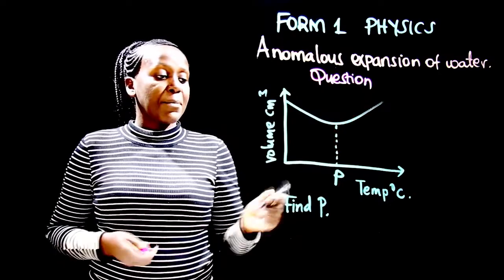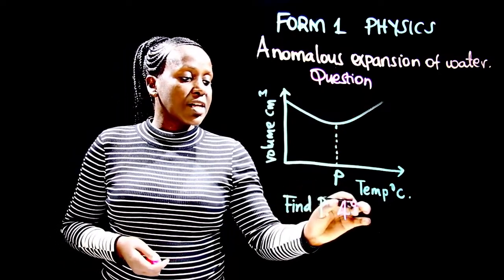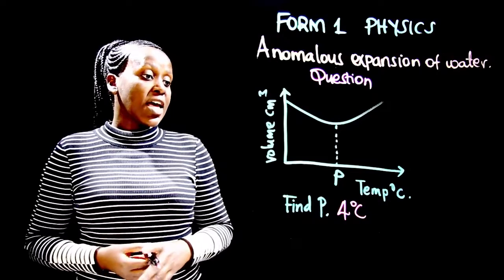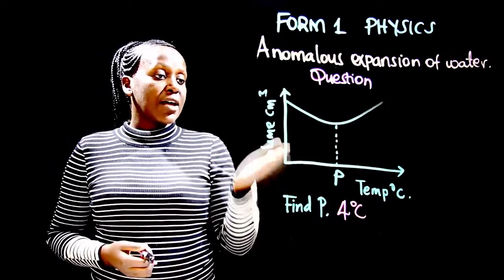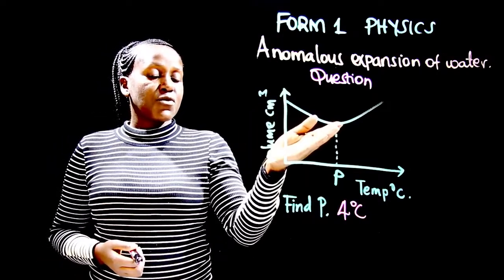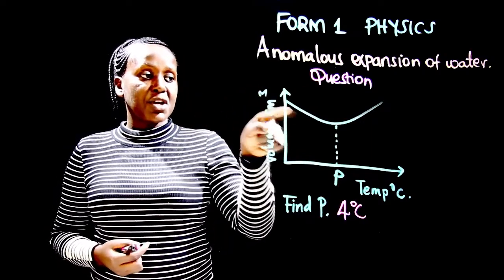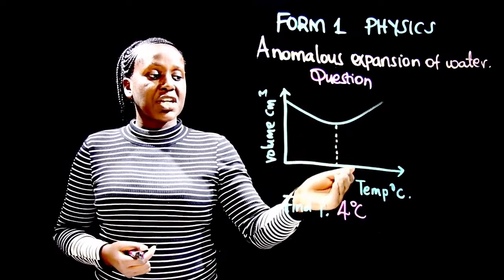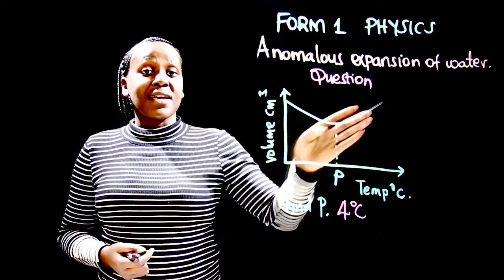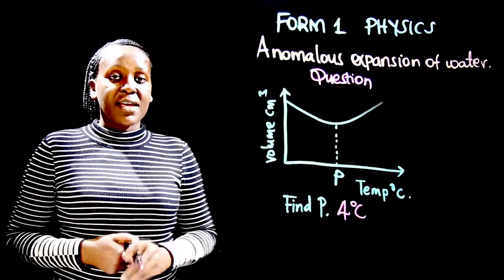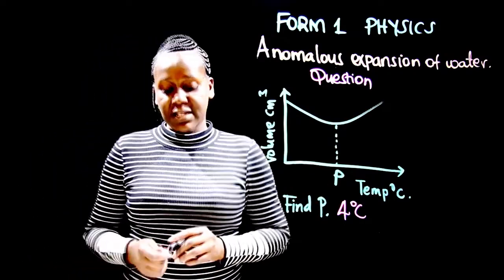This shift happens at 4 degrees Celsius because we have learned that as you heat water from 0 degrees to 4 degrees Celsius, it contracts, which means that the volume reduces. But beyond 4 degrees Celsius, the volume increases. So the value of P is 4 degrees Celsius.